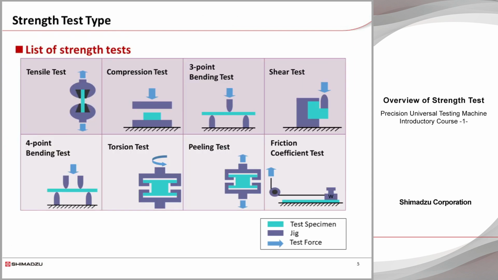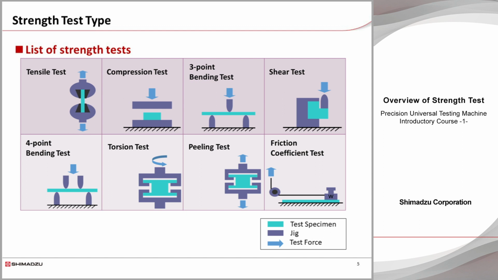There are various types of strength tests. This figure shows a list of strength tests. The light blue shapes in the figure represent the test specimens. The dark blue shapes represent jigs, which are the parts used for each test, and the arrows represent the test force applied to the specimen and the direction in which it is applied.